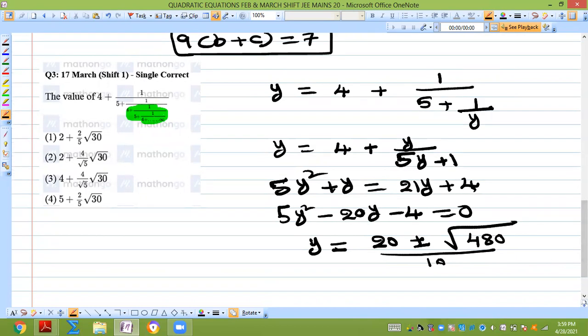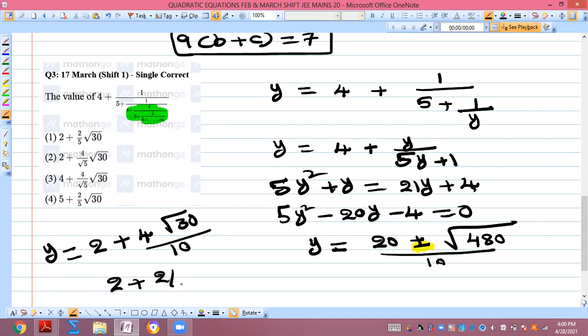But the given thing is all positive signs, so it cannot be negative. So the negative sign is not possible, that case is excluded, and only one value is possible. So y is equal to 20 by 10, which is 2, plus this root 480. Okay, 480 means 16 into 30 we can write. That will be 4 into root 30 by 10. So it's nothing but 2 plus 2 by 5 into root 30. So it is option 1.